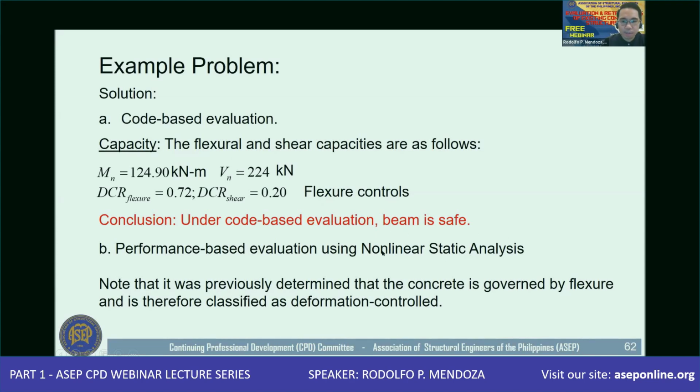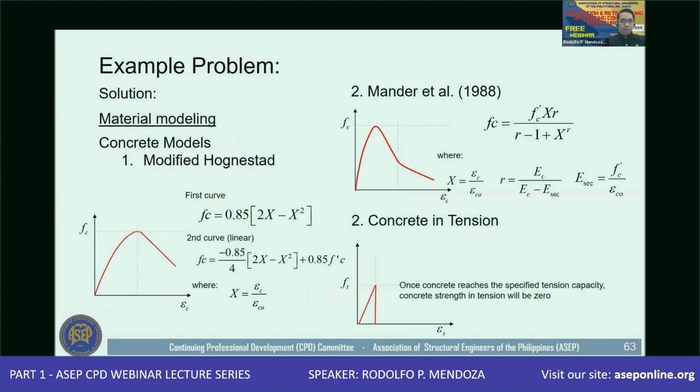Now let's proceed to performance-based evaluation using nonlinear static analysis. Note that based on the DCR, we can already assume that the beam is deformation controlled because it is controlled by flexure. Of course, in conducting nonlinear static analysis, we need to model the beam by choosing a material model for both concrete and steel. In this assessment, I initially used the modified Hognestad method in modeling the concrete behavior, and also tried to use the Mander et al. model.